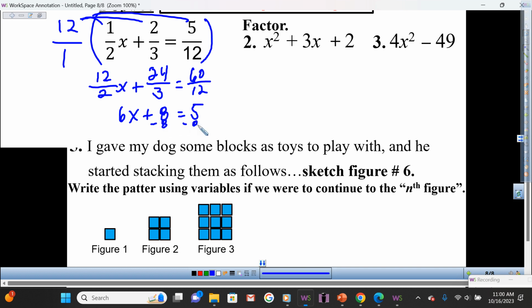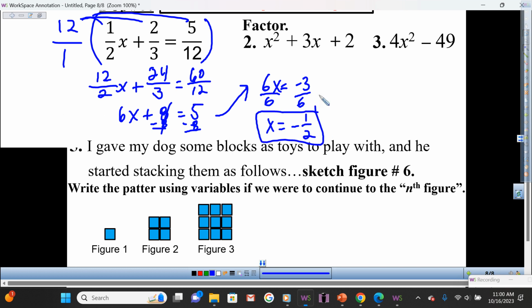Minus 8, minus 8. I end up with 6x equals negative 3, divided by 6. So x equals negative 3 over 6, which is what? 1/2.